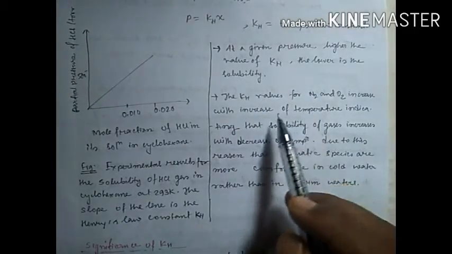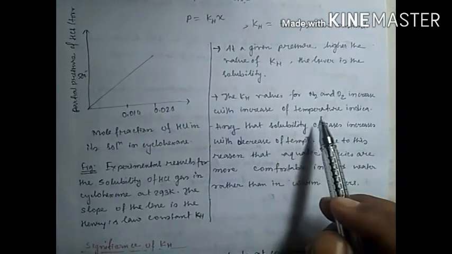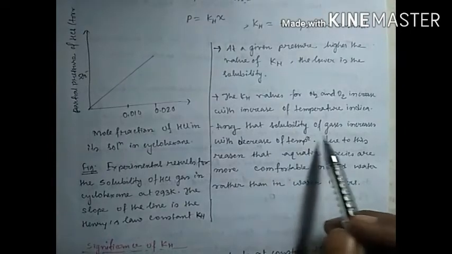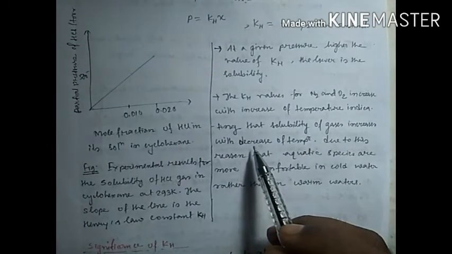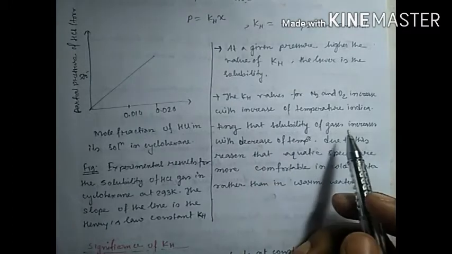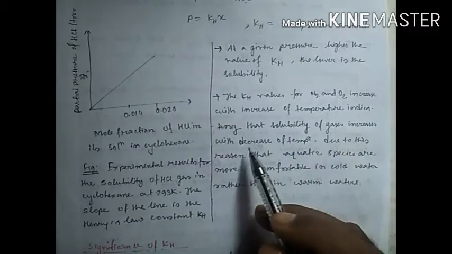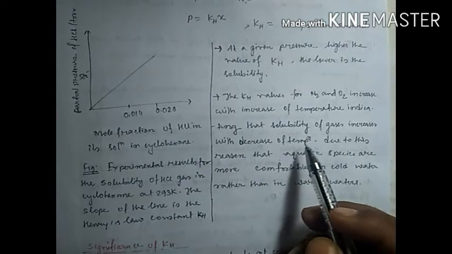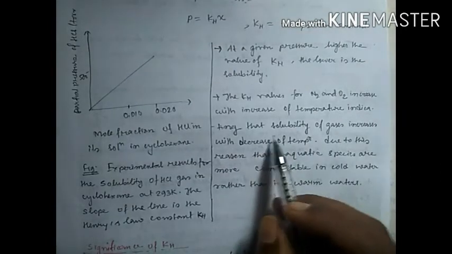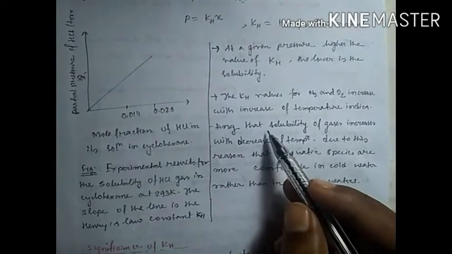Kh value is increasing with increase in temperature. That means what? Kh value is increasing, then solubility obviously decreases. Solubility of the gas increases with decrease in temperature. In other words, if the temperature is decreasing, the solubility will increase.